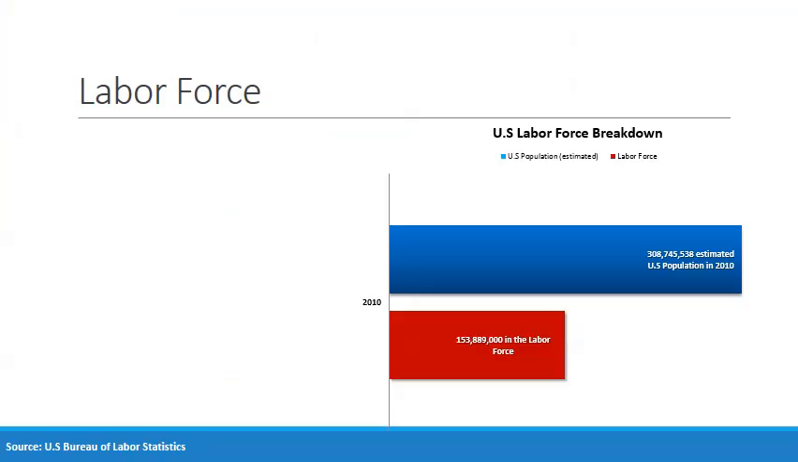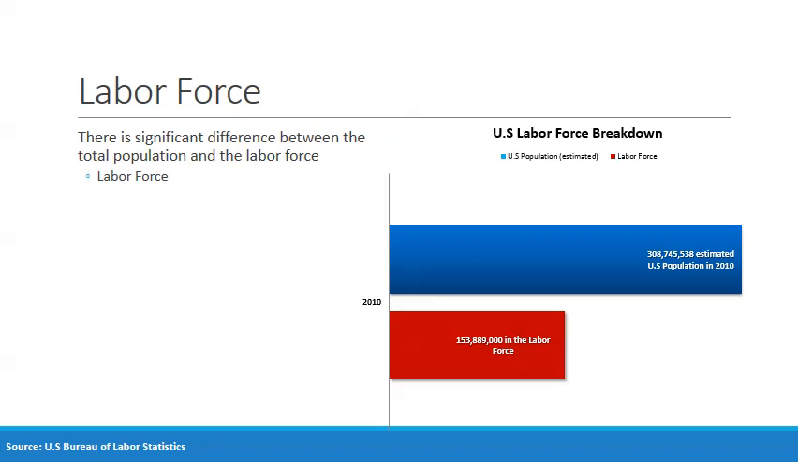Okay, so our next step in the labor force is we want to get a better idea of what that term means. So there's a really significant difference between the total population and the labor force, and you can see it here. So this is from 2010. So the blue represents the total population of the United States, whereas the red represents the labor force itself. So what's the difference? Why is this number so different? That's one of the first things we want to figure out.